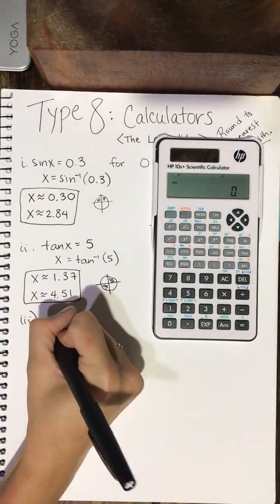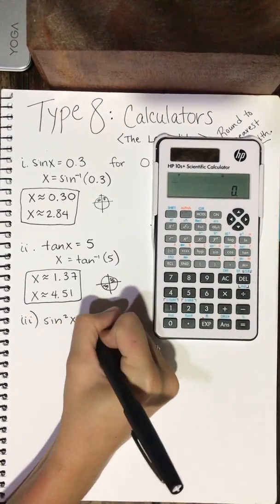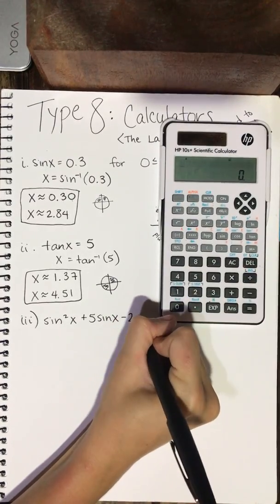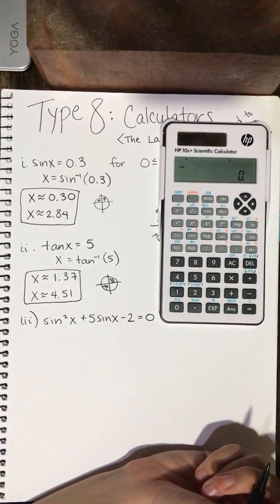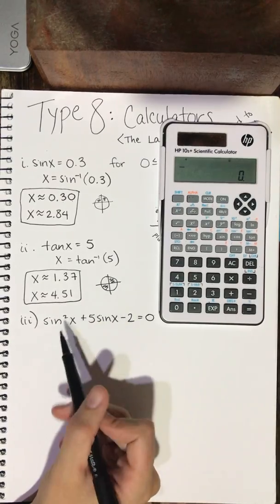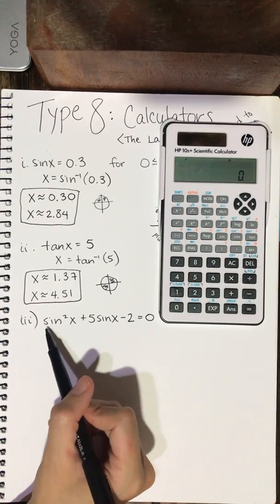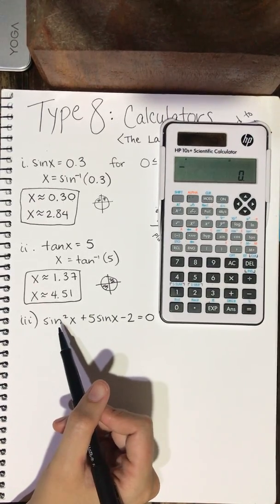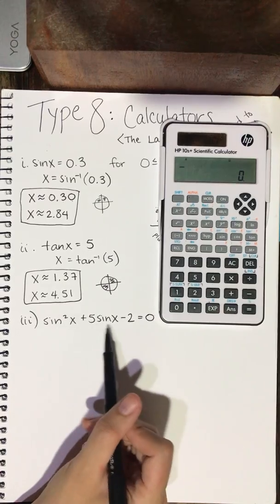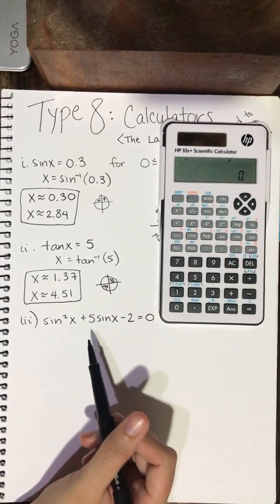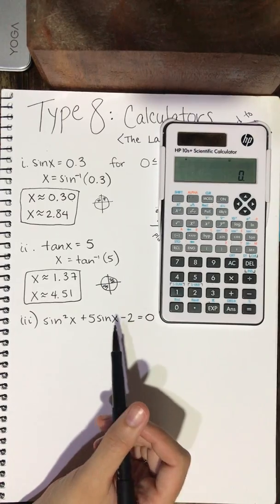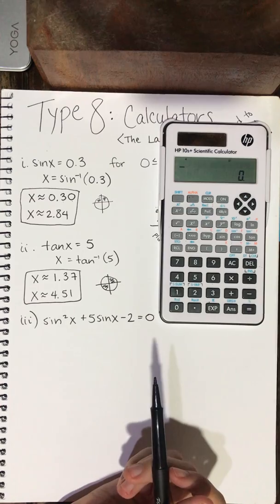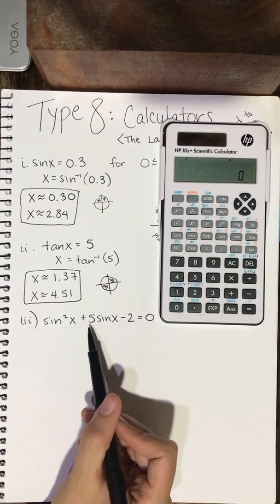Number 3, we've got sine squared of x plus 5 sine of x minus 2 is equal to 0. All right, this looks like something I should factor, right? I've got two different terms with the same trig expression, but with different exponents. So that's usually when I put it in standard form, get it equal to 0, check for GCF, try to factor. So let's try to find two numbers that multiply to be negative 2 and add to be 5.